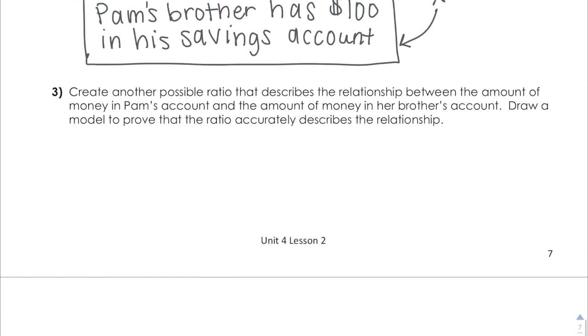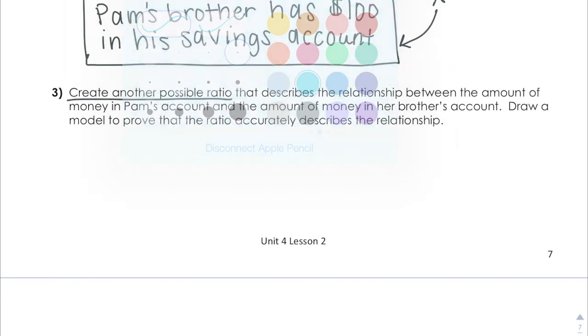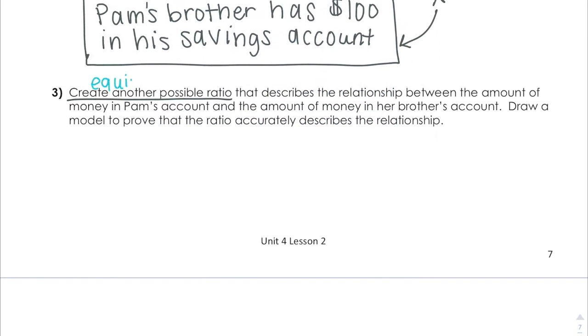All right, last but not least, number 3. Create another possible ratio that describes the relationship between the amount of money in Pam's account and the amount of money in her brother's account. Draw a model to prove that the ratio accurately describes the same relationship. So we have to create another possible ratio that's going to be equivalent. So we want an equivalent ratio. So let's write our original ratio out. P to B is 2 to 5.